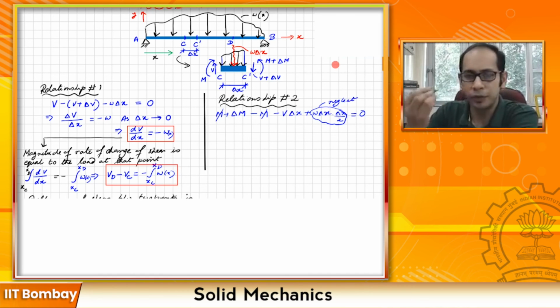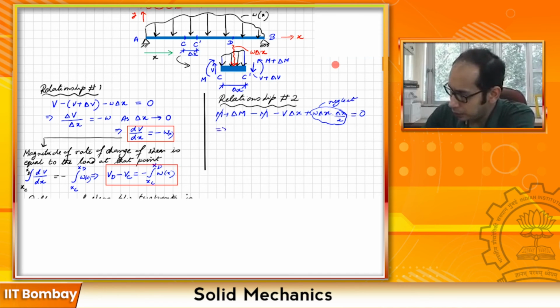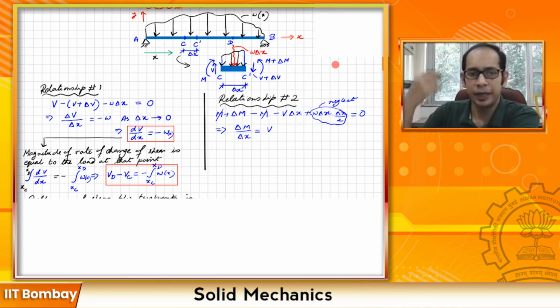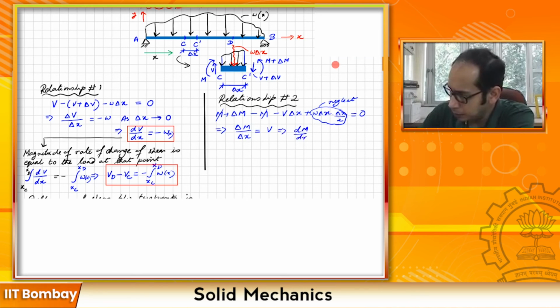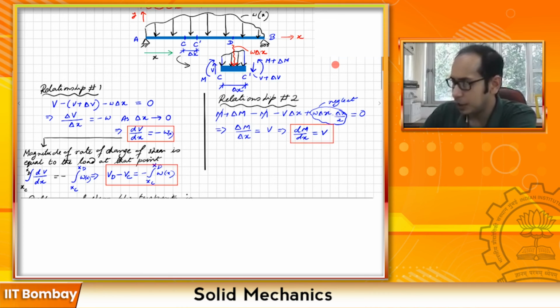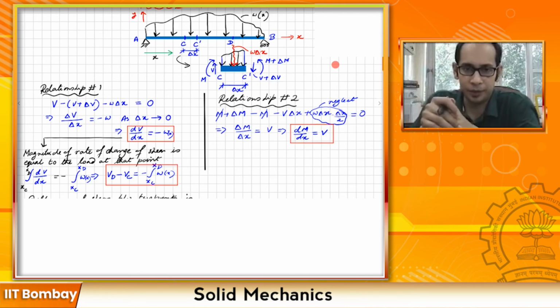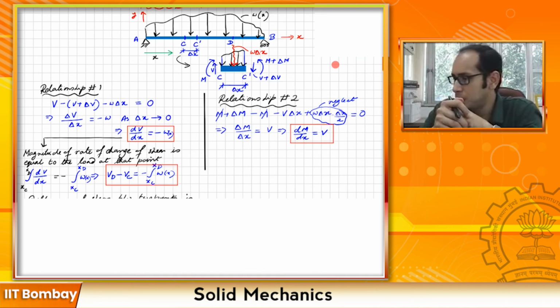Now after a little bit of rearranging, what we get over here is delta M divided by delta x equals V. Again, as we did before, in the limiting case when delta x tends to 0, that gives you dM/dx equals V. This is another very important relationship. So you see, the slope of the bending moment diagram is equal to the shear.